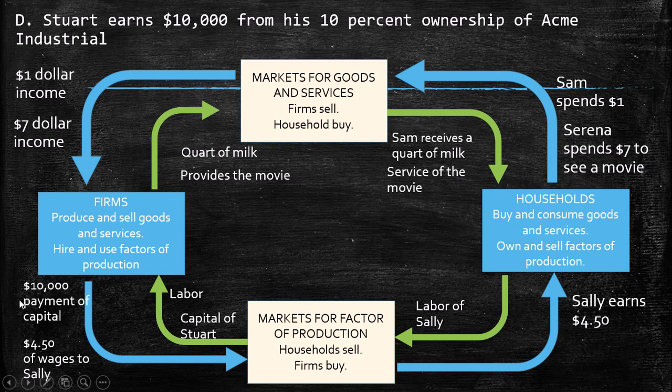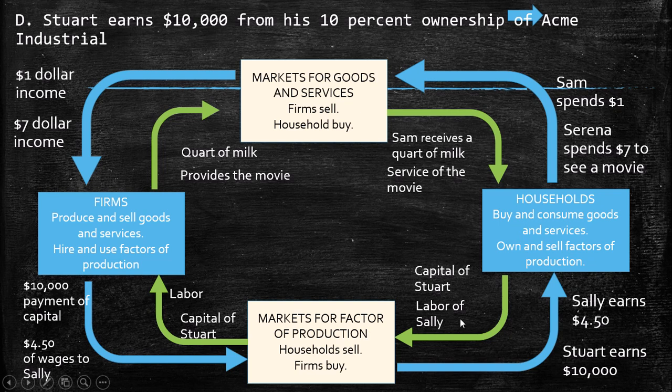So the price of the capital is the $10,000, which corresponds to the 10% ownership of Acme Industrial. So Acme Industrial has to pay $10,000. So it's going to be in the outer loop, which represents the dollar flow. So here we have the capital of Stuart that he provides through the market for factors of production.